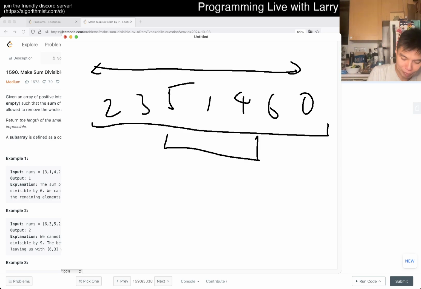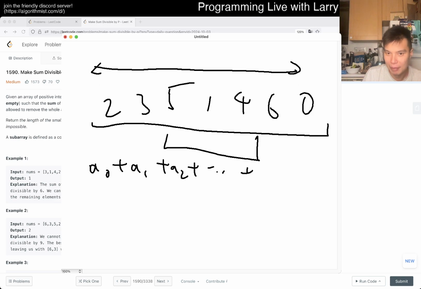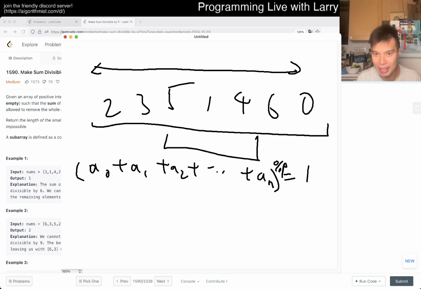But anyway, let's say you have a sub 0 plus a sub 1 plus a sub 2 plus dot dot dot plus a sub n, technically n minus 1, but I'll just write n. It's equal to some k, mod p.